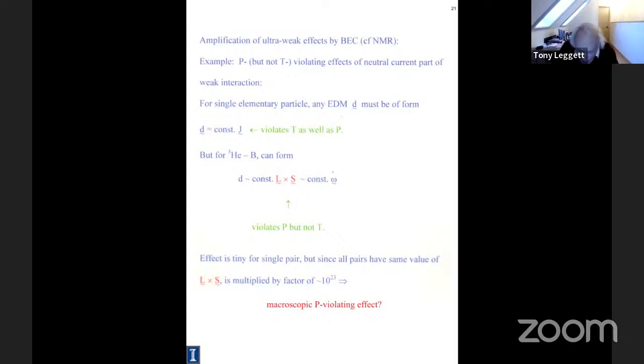We'd see the effect of the weak interaction, which by itself is exotic enough, but the neutral current part of the weak interaction actually showing up at the macroscopic level in the laboratory. I really think if we could see that, that would be very amusing. Okay, thank you. That was what I wanted to say about that.